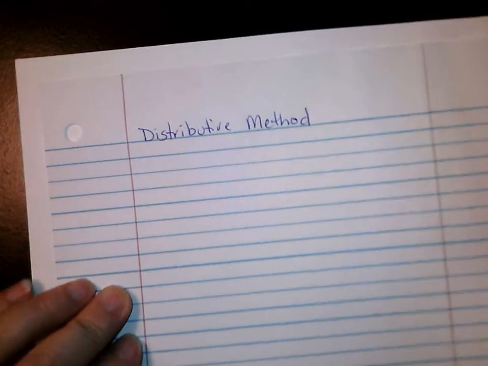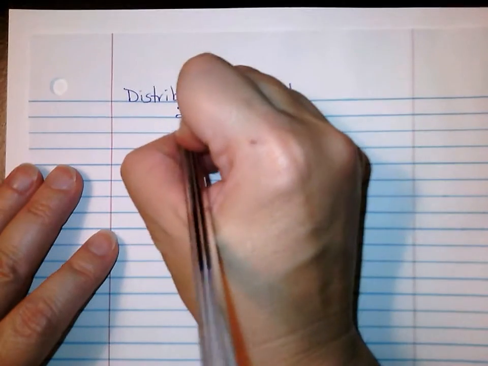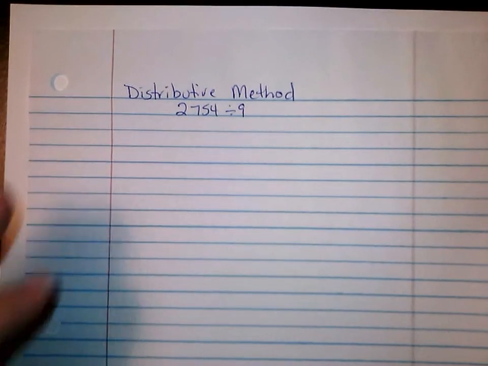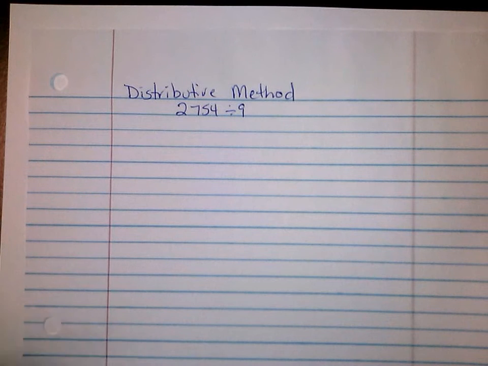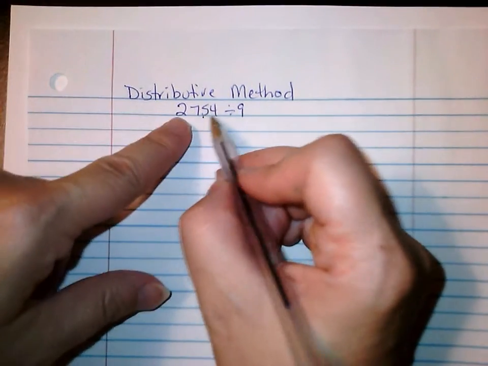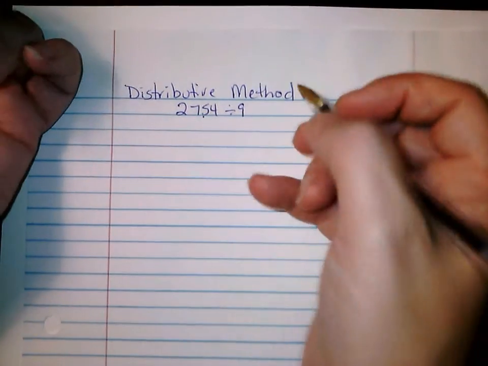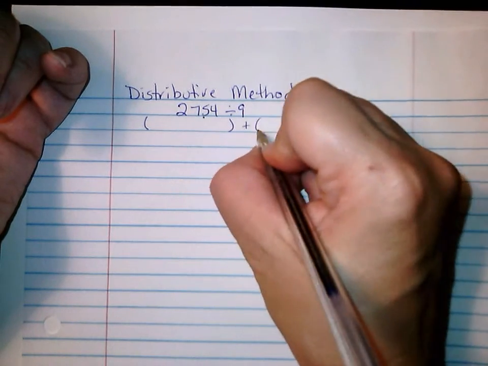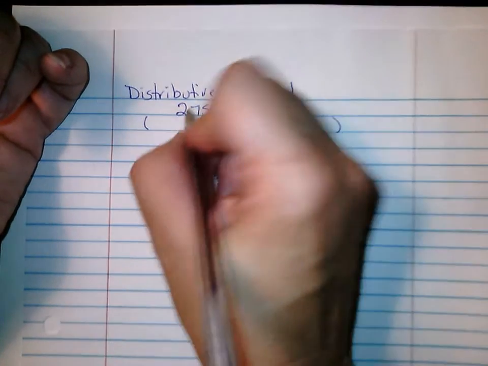With the distributive method, we're taking our division problem and pulling this dividend apart, pretty much. So we're putting it into groups that we can divide easily by 9, and then we're adding those pieces together.